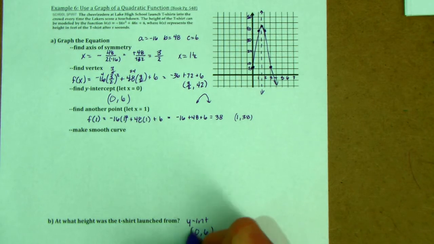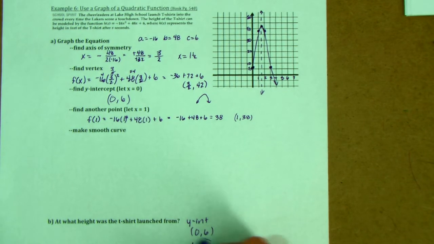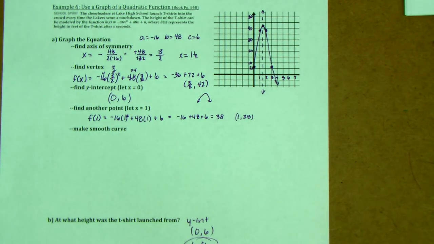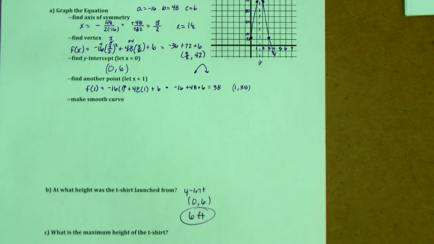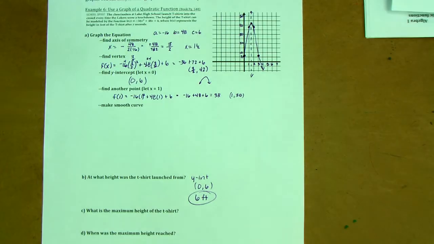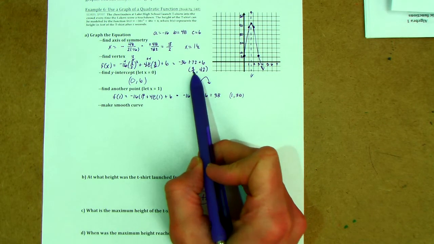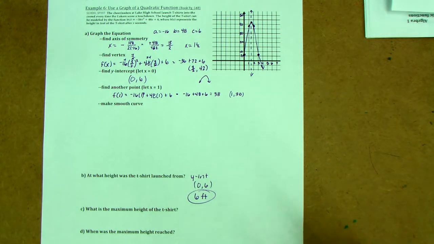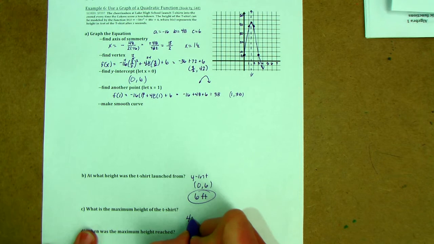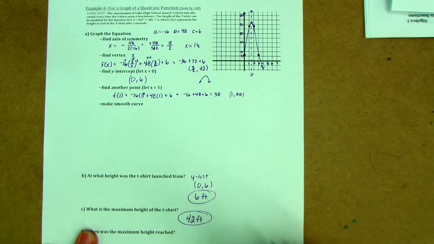All right. What's the maximum height? How high did it go? Well, what was our vertex? At 3/2 or 1.5, y was 42 feet. So 42 feet was its highest point. And last but not least, when was the maximum height reached? And I hope that you figured that out. I kind of gave you a hint. It was at 3/2 or 1.5 seconds.